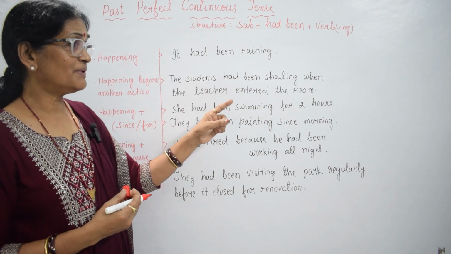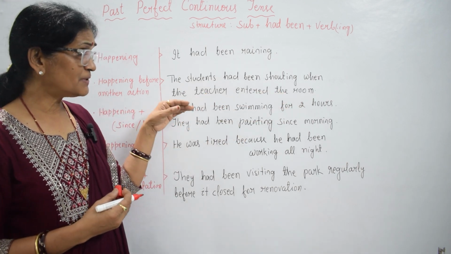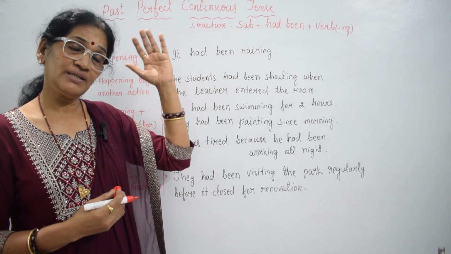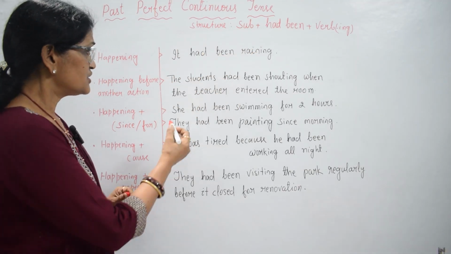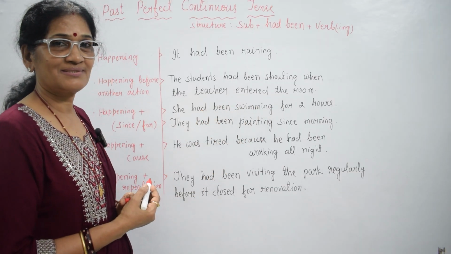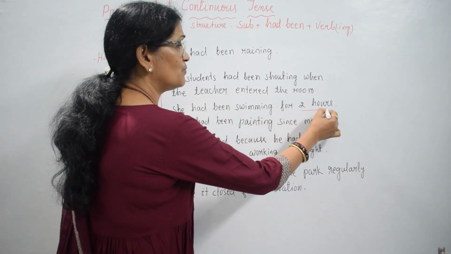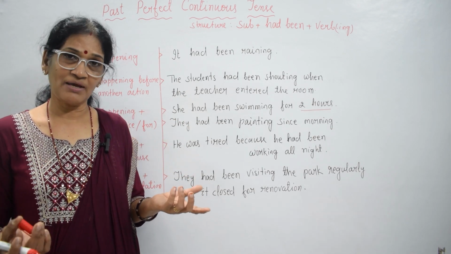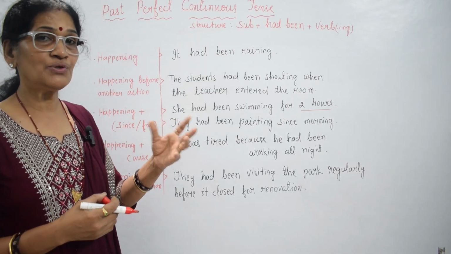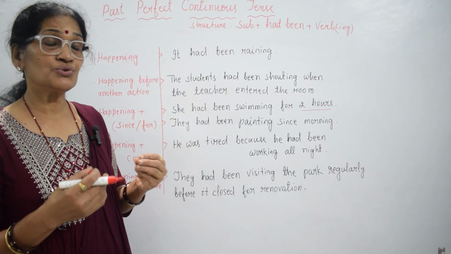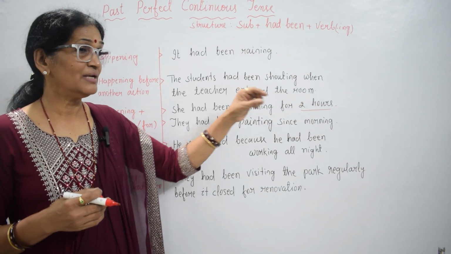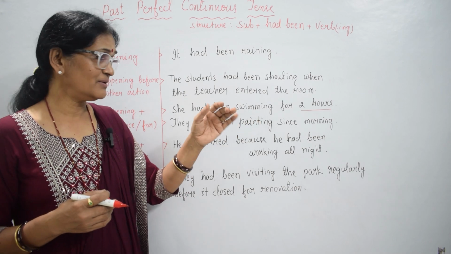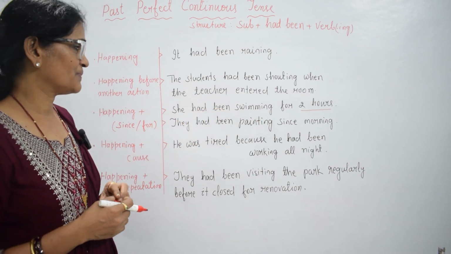Then she had been swimming for 2 hours. We express all these things with past perfect continuous when something was going on in the past. Okay? She had been swimming for 2 hours. It shows the duration: for 2 hours, for 2 months, for 2 days, for 3 months, for 5 years. When you express any duration, we focus on the duration in the past. Something was going on in the past for some duration, we use past perfect continuous.